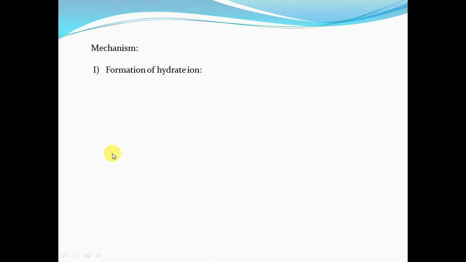Why does only formaldehyde take part in the formation of hydrated ion? Why does benzaldehyde not take part? Because formaldehyde has no electron donating group present on it, that's why formaldehyde takes part first in the formation of hydrated ion. What will happen? This double bond is shifted onto oxygen. So this oxygen becomes O minus and this carbon becomes C plus, that is a carbocation formation over here.